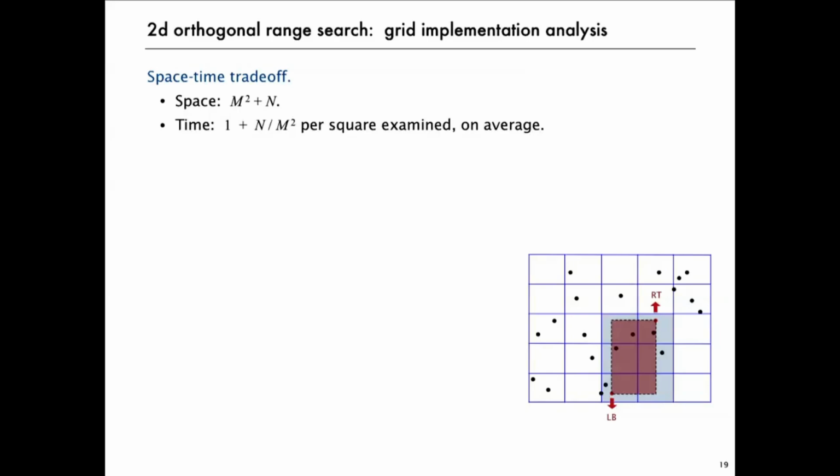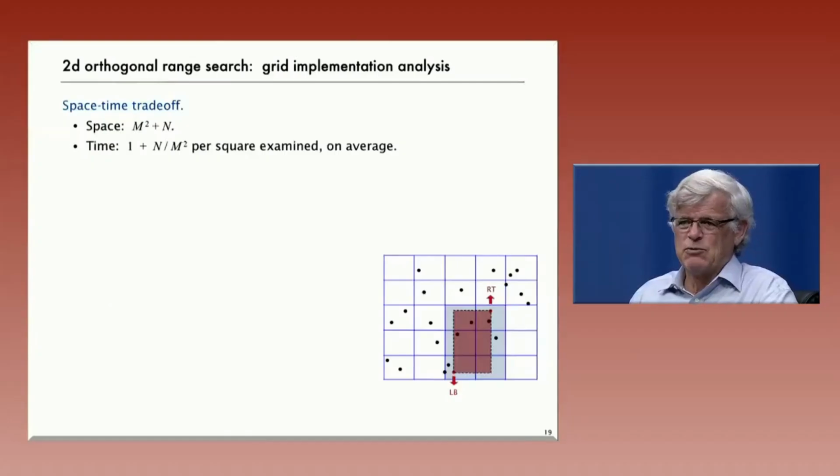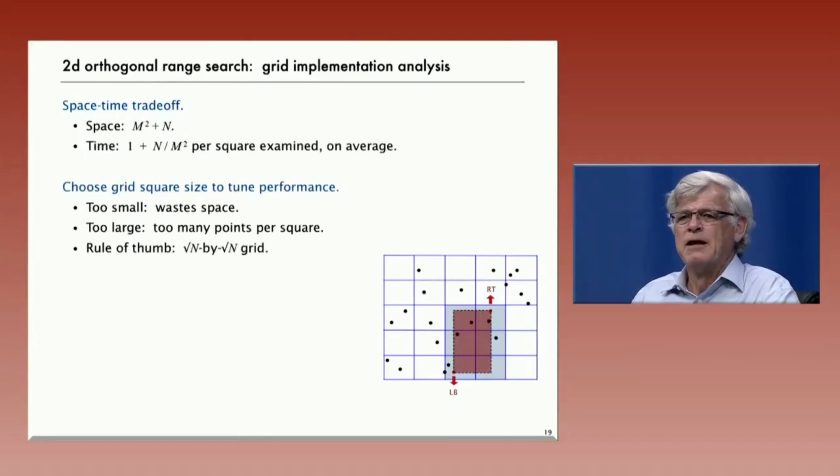And depending on the value of the parameter m, you have a space-time trade-off. The amount of space required is m squared for the grid, plus n. You have to have a linked list element or whatever for each point. And then the time, though, gets divided by m squared. Your n points are spread out over the m squared different squares. And so on average, you examine n over m squared points per square. So you don't want to make m too big, be too much space. You don't want to make m too small, be too much time.